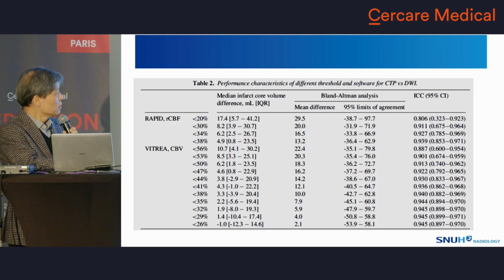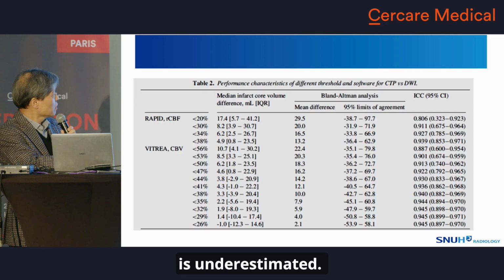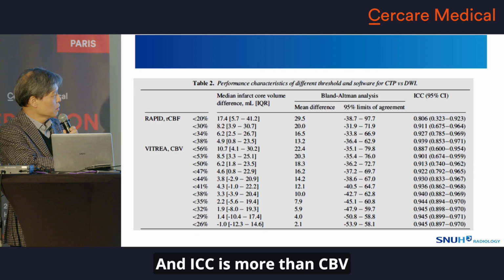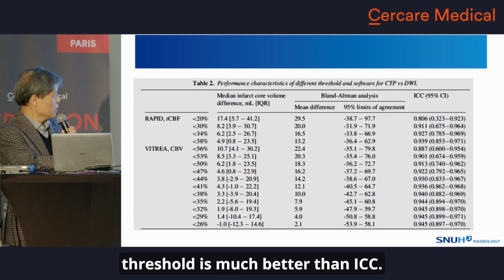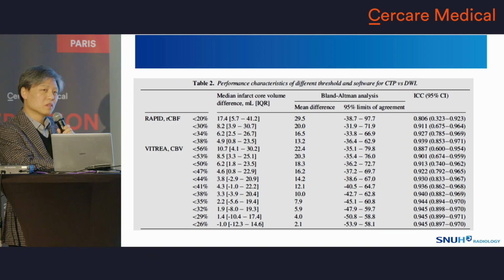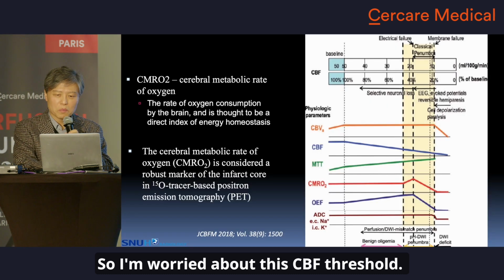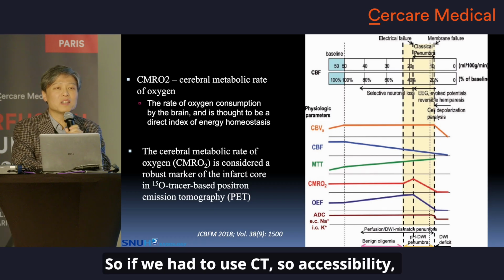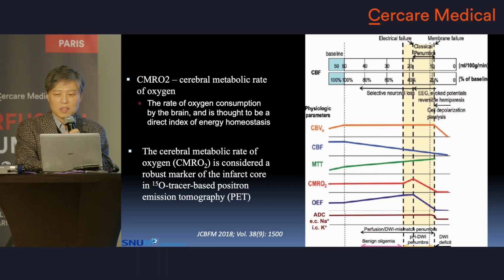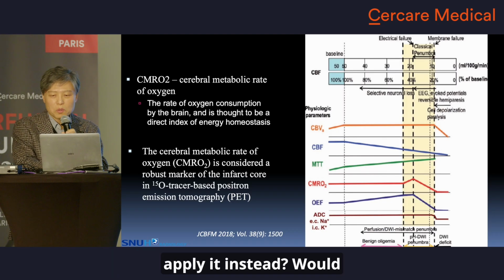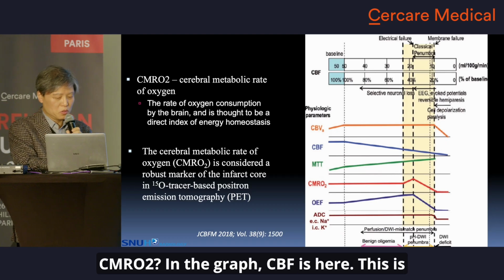So we summarized the data. CBF 30% underestimated, and the ICC of the CBV threshold is much better, and the mean bias is also smaller with the CBV values. So I'm worried about this CBF threshold. If we had to use CT for accessibility, could other perfusion parameters be applied instead? Would that be possible? What about CMRO₂?